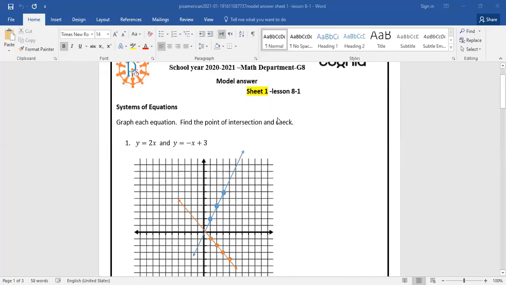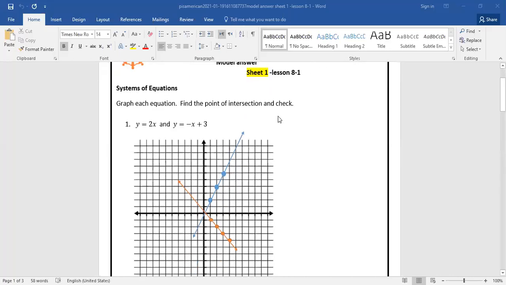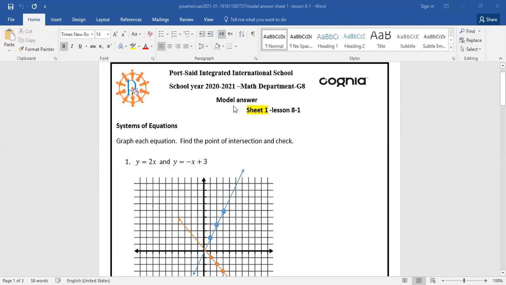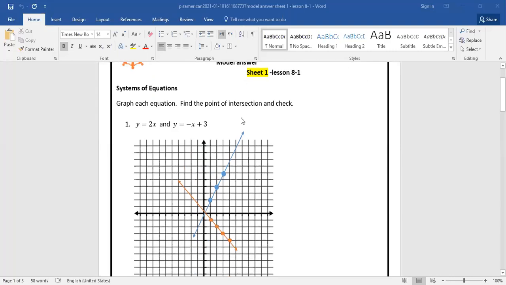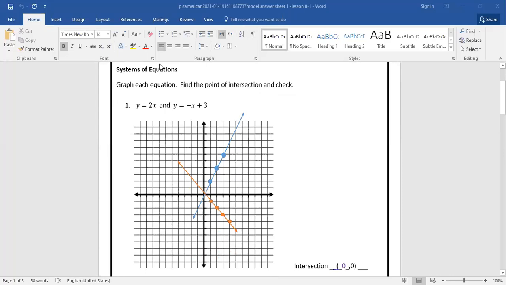Solving equations by the graph. By graph, solving equation by graph. And we had sheet 1 as a homework. You will find in our SMS the model answer for sheet 1. So I will check with you only the first question, which is: graph each equation, find the point of intersection and check. Then y equal 2x and y equal negative x plus 3.